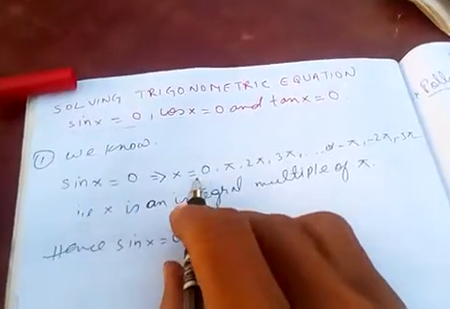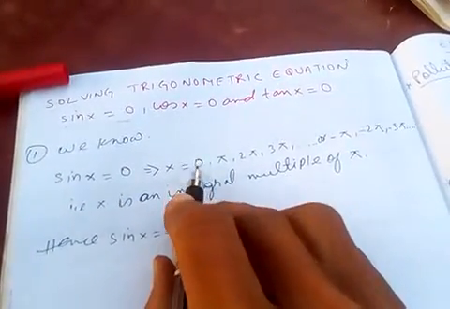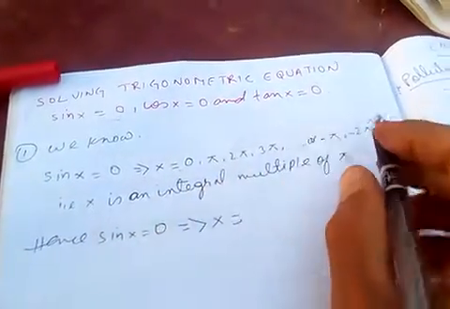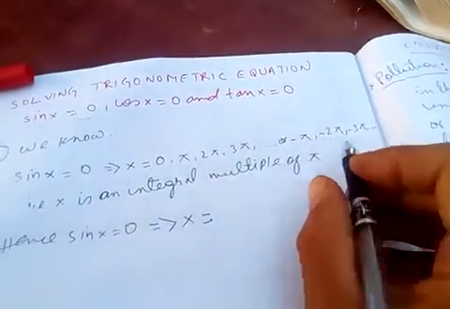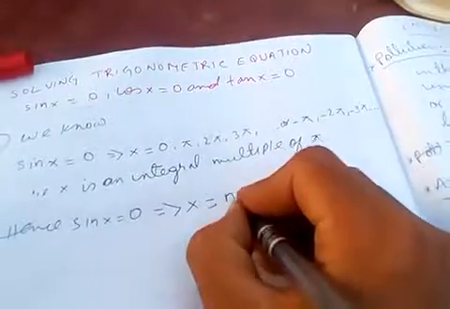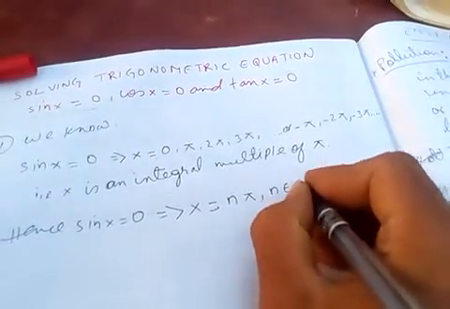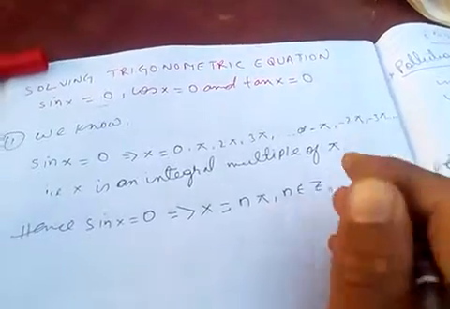So when we observe this, sin x is 0 at 0, pi, 2 pi, 3 pi, or minus pi, minus 2 pi. So it is just the same as n pi, I can say, where n belongs to integers.